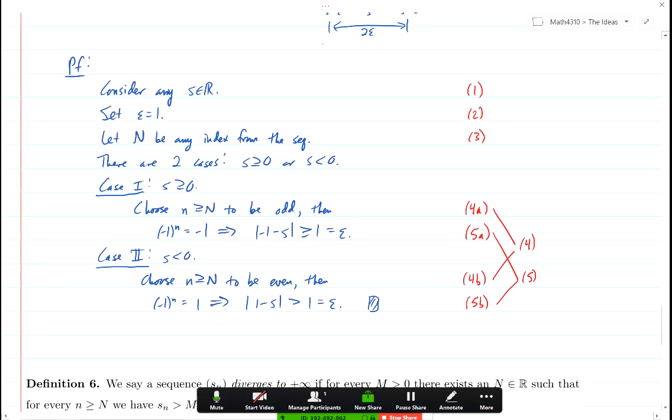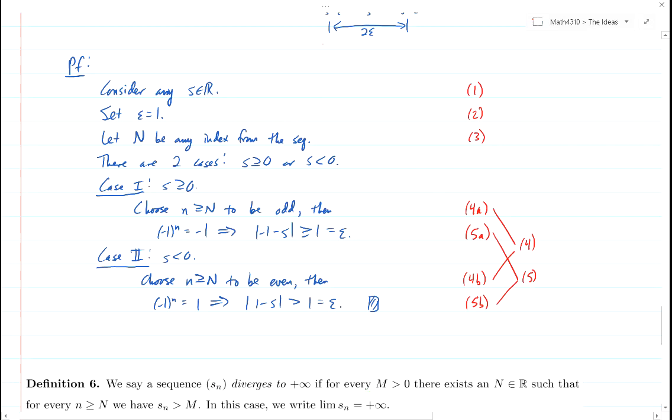All right. The second step, there exists an epsilon. This is where the work is. Through our scratch work, we say, you know what? I can pick epsilon to be 1. So choose epsilon to be 1. So set epsilon equal to 1. You could also write choose epsilon equal 1. All right. That's another way to write that. Now, I have to say for every capital N. So let capital N be any index from the sequence. There's my step 3.